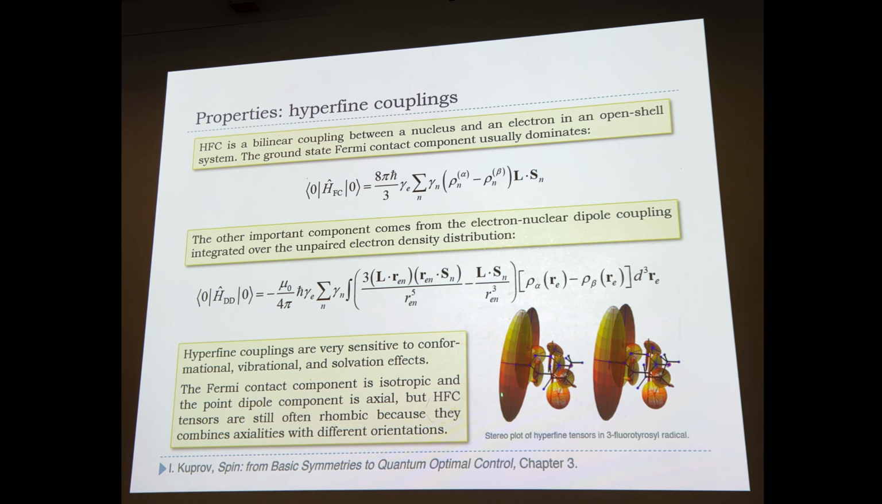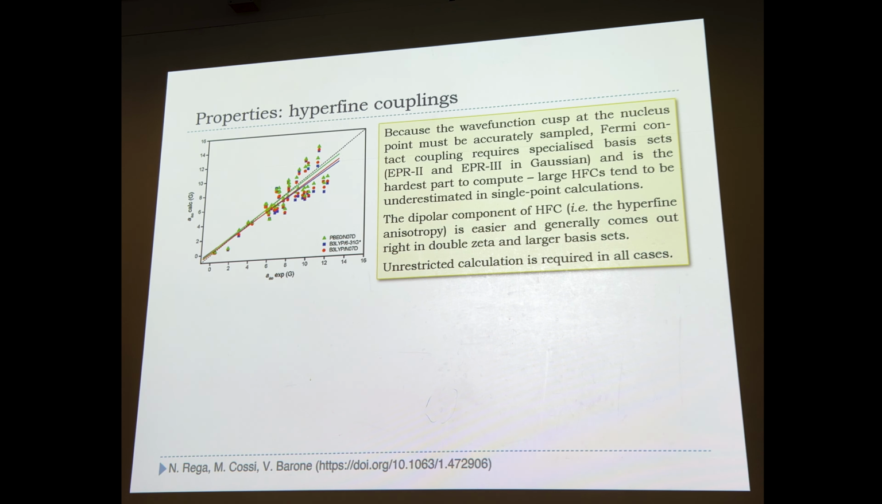In this case, this is fluorine in a tyrosine cation radical, and of course fluorine has a lot of spin density, and so you have this giant hyperfine tensor in there. So particulars are again in chapter 3 of the book.